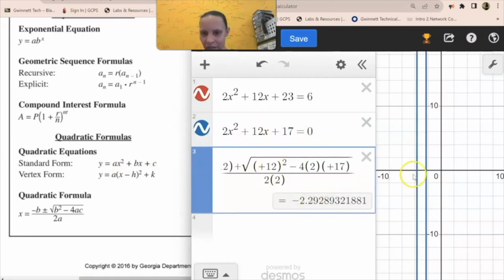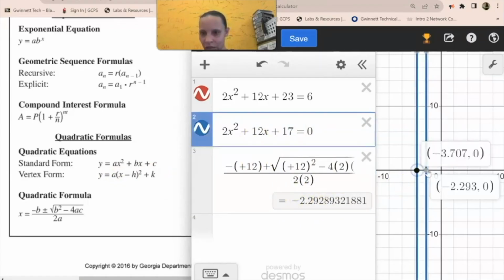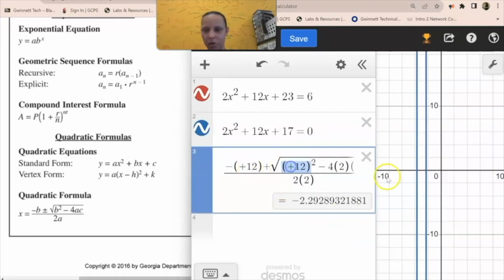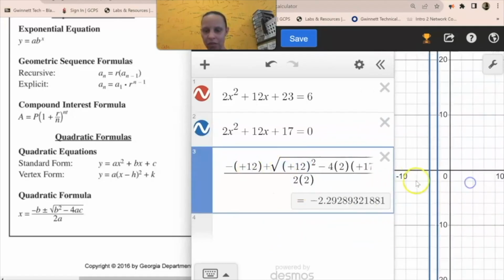So let's see. One of my answers is negative 2.293 because it's rounded. Negative 2.29, yep, there it is, right? All right, so I just need to simplify this. So this is now what I'm working towards to simplify. So remember, we're going to take everything underneath the radical. I guess we can even go in order. Let's do this part first. We can go in order.